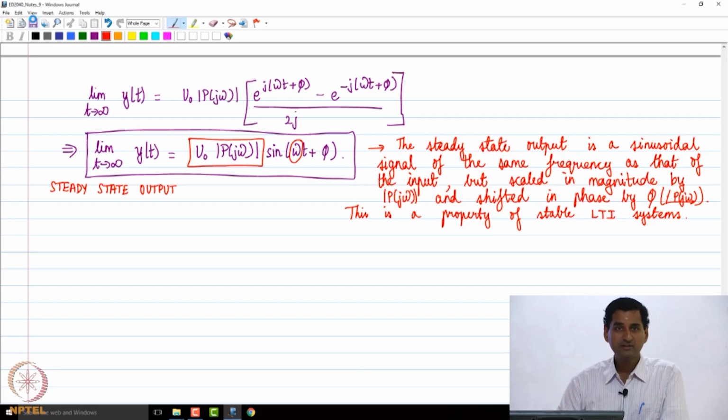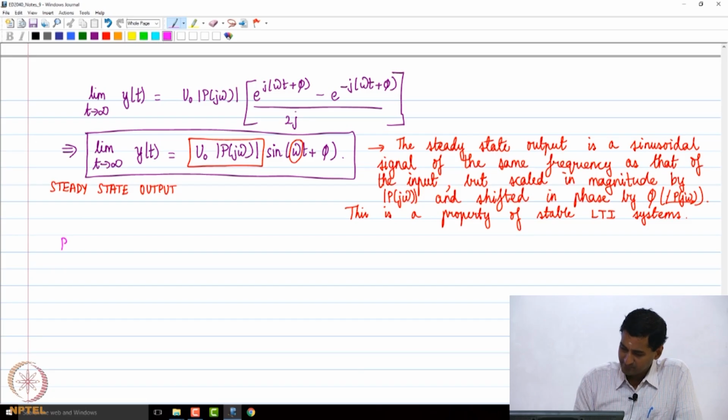Is it clear what is called the frequency response? Frequency response is nothing but the response of the system to a sinusoidal input. That is why it is called frequency response. And please note that the scaling factor, the magnitude of P of j omega, and the phase shift phi, which is the phase of P of j omega, depend on omega. Depending on the input frequencies, these numbers are going to be different. So, please remember that. That is something which we will address shortly. This P of j omega is what is called the sinusoidal transfer function.